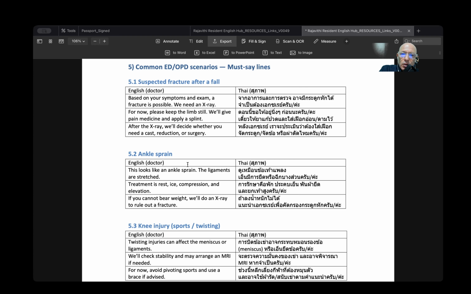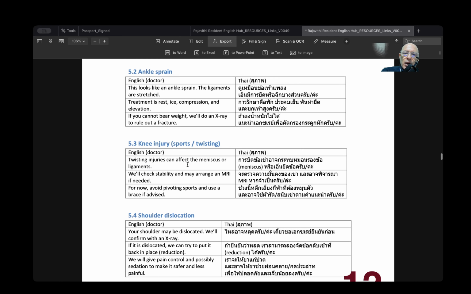Suspected fracture. Based on your symptoms and exam, a fracture is possible. We'll need an X-ray. Okay, ankle sprain. This looks like an ankle sprain. The ligaments are stretched. Treatment: rest, ice, compression, elevation. If you cannot bear weight, we'll do an X-ray and rule out a fracture.